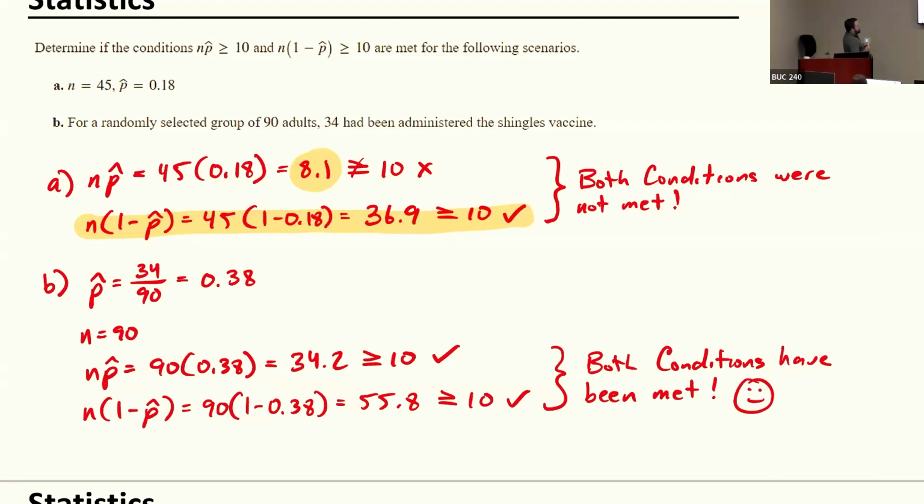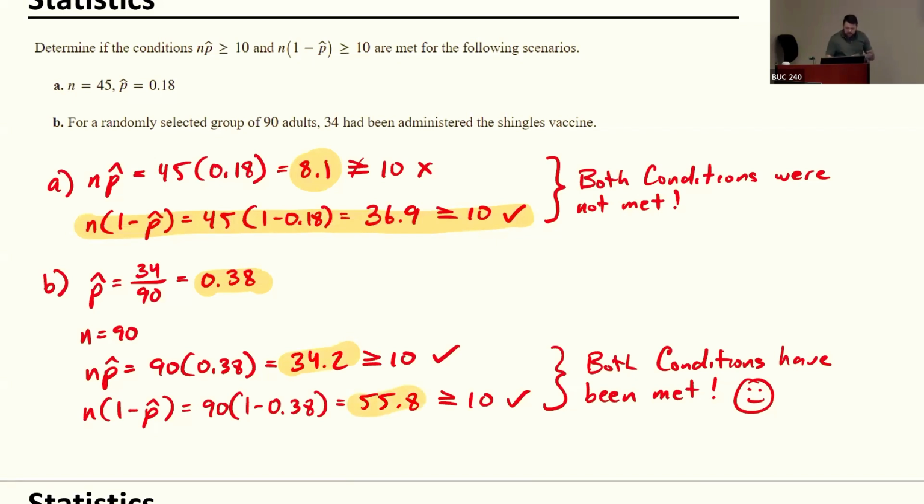But notice the next one. Once again, I have to calculate my own p hat, okay, because it says for a randomly selected group of 90 adults, 34 had been administered the shingles vaccine. Well, that means 34 out of 90, which comes out to 0.38. Now they gave me the p hat. Now I start doing all the math, do the conditions work? Well, yeah, because when I do the first one, I get 34.2. When I do the second, I get 55.8.